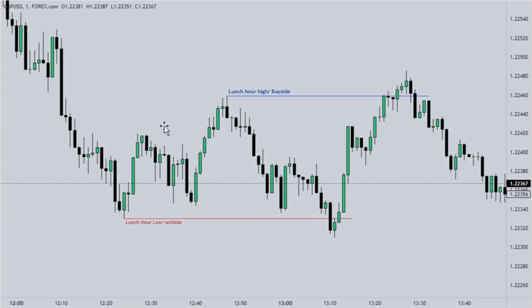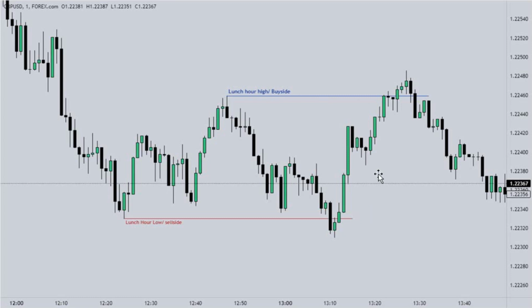And then another example. So here we have the lunch hour macro. Lunch hour session, lunch session of 12 to 13. I use 12 to 13. You could use 13:30. So in this time period, I marked up the lowest low and the highest high, lunch hour high buy side and lunch hour lowest sell side. So what did market do? Market first took the lunch hour sell side and then went to take the lunch hour buy side. Then it came down. You could see.